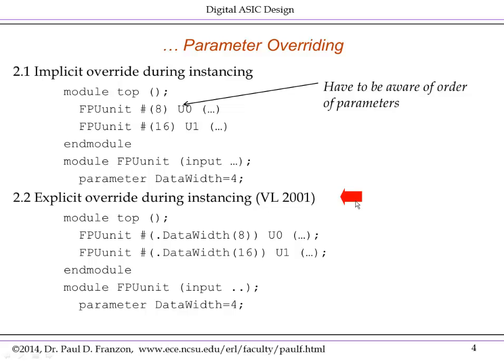With explicit overriding during instancing, you don't have to maintain the correct order. In this method, you actually refer to the parameter name inside the module, .datawidth. Thus, you can have whatever order is natural for you in this hash statement that is changing the parameters when you instance U0. And again, we're changing data width to 8 and 16 in this example.